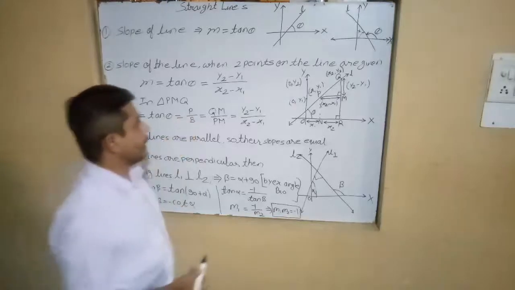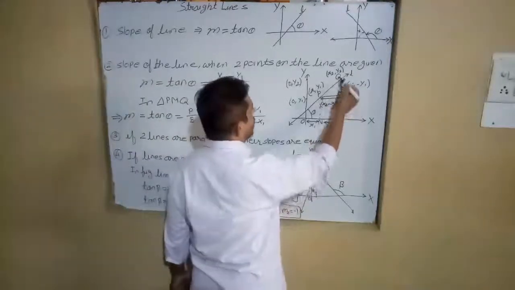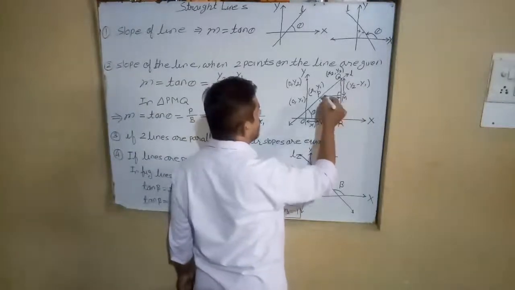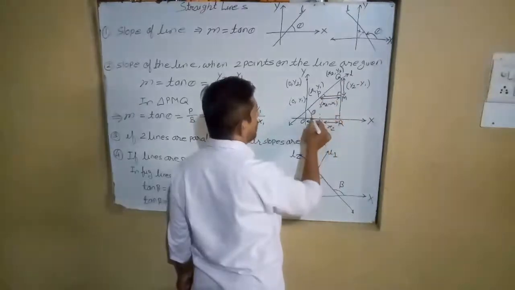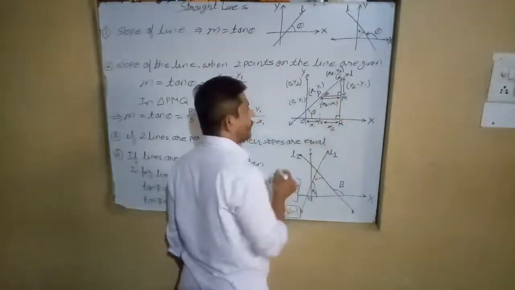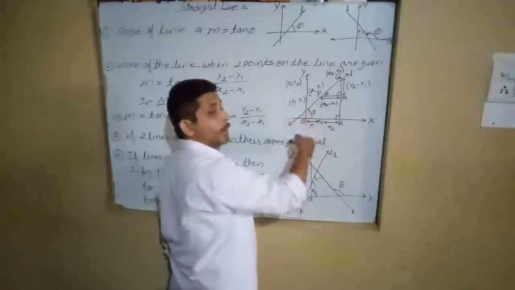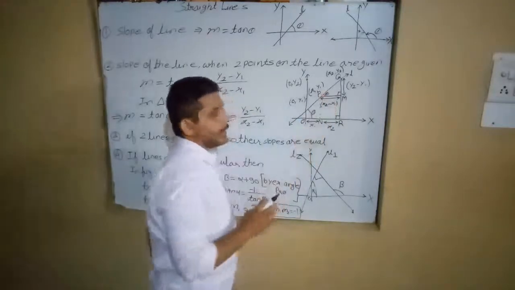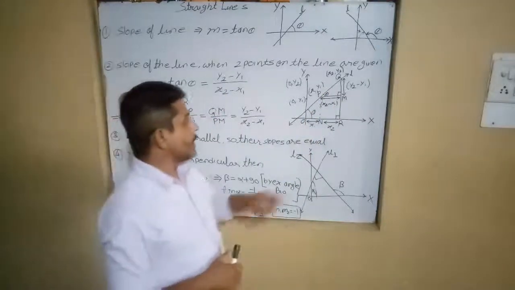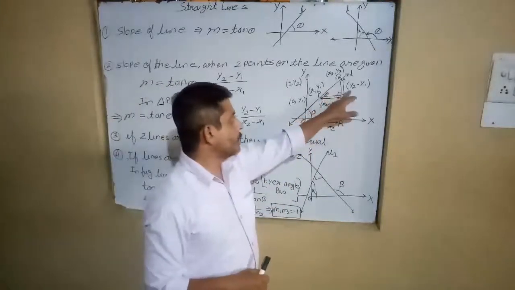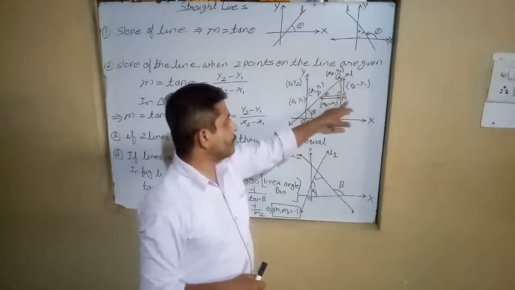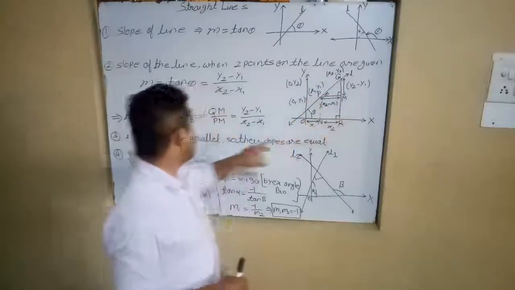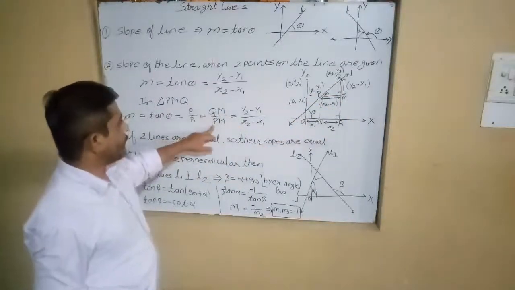Now here in this right triangle PMQ, what is the perpendicular? This is our base angle. This is theta. So this will also be theta by the corresponding angle. We assumed this as theta, so this will also be theta by the corresponding angle. So this is our base angle. Our perpendicular will be QM and base PM. So we can write here QM upon PM.